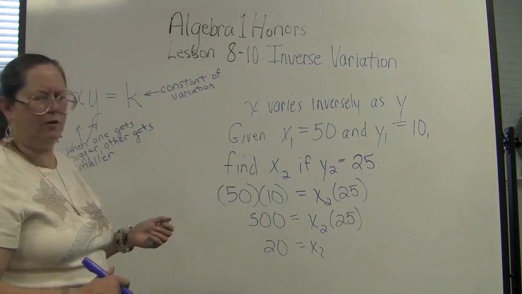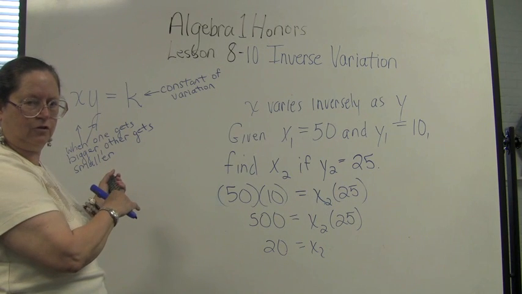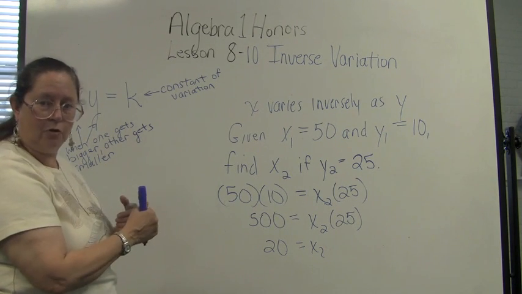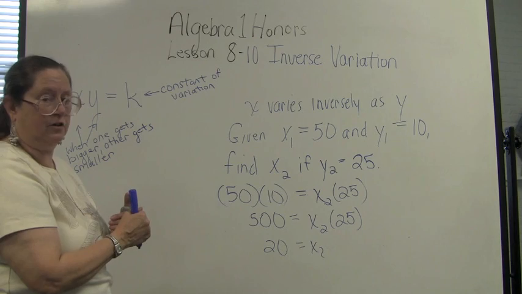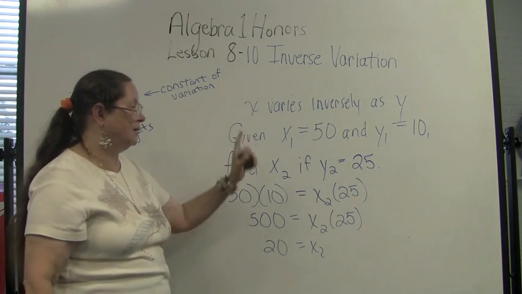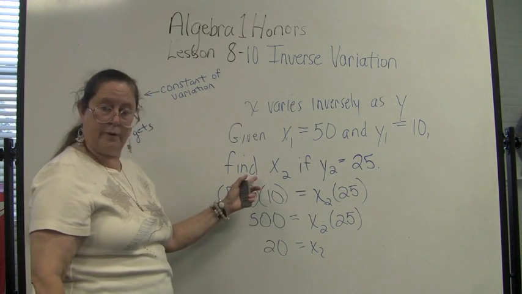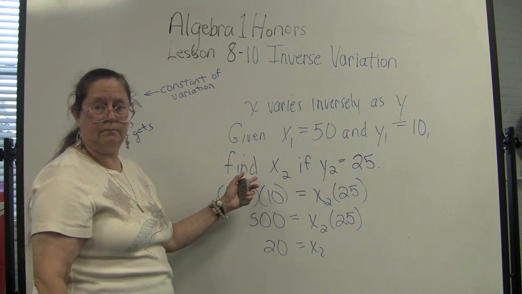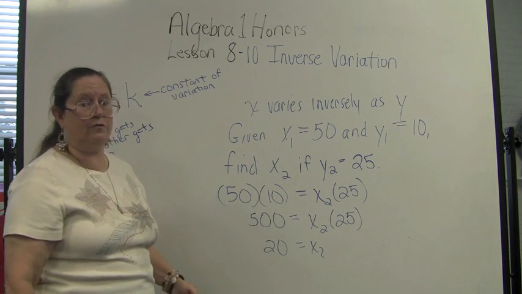So it's not the ratio that stays the same, that's direct variation. It's the product, it's when you multiply, that result you get stays the same. So 50 times 10 has to equal 25 times whatever you calculate for X2. Okay? And that's all there is to inverse variation.